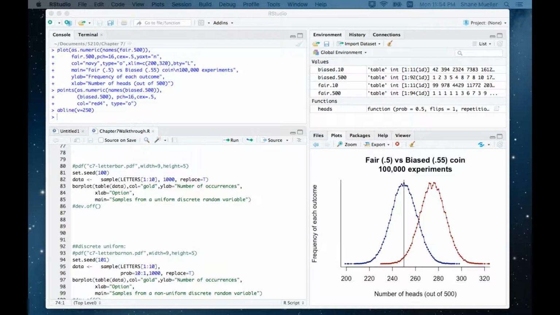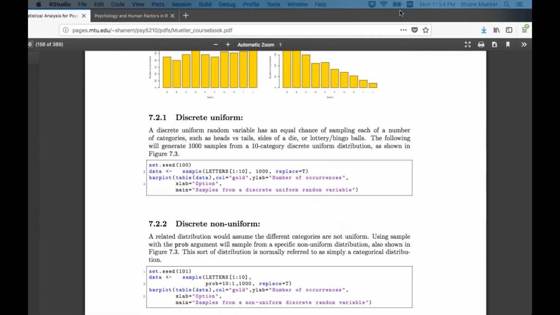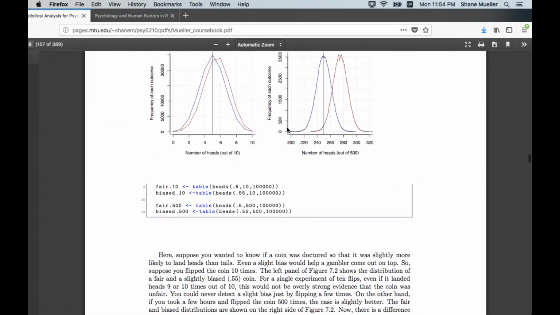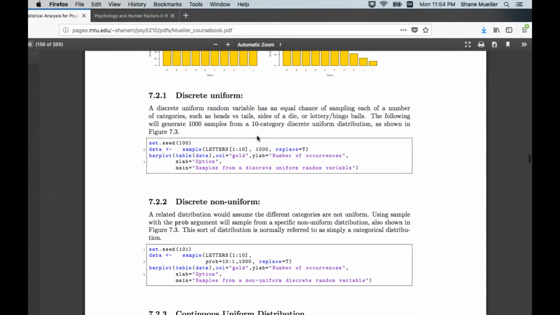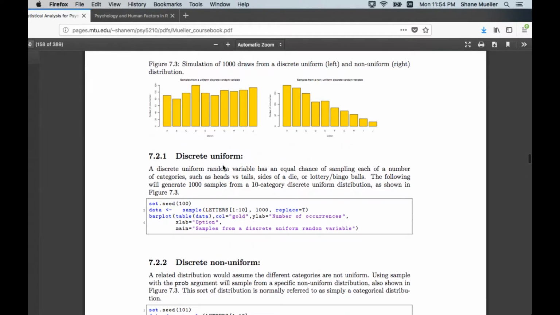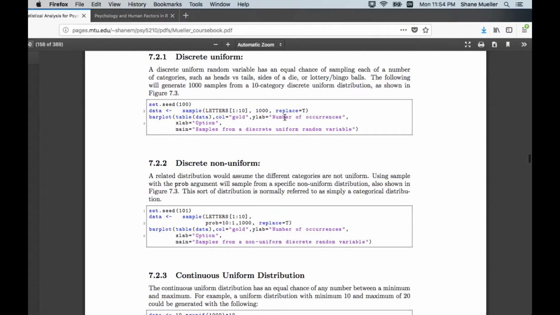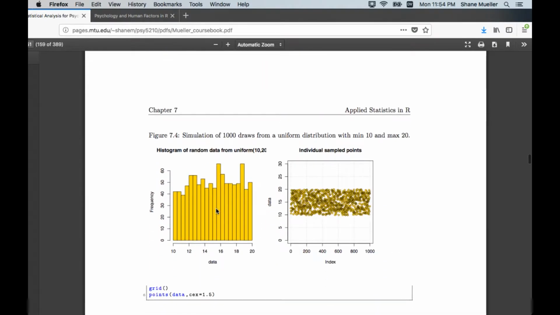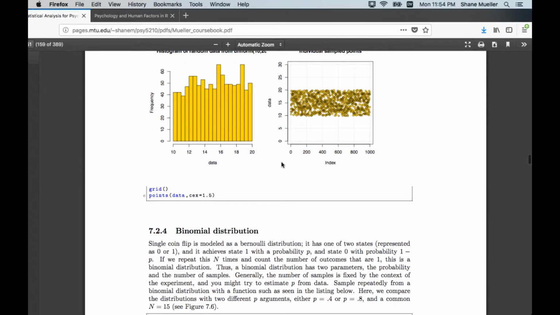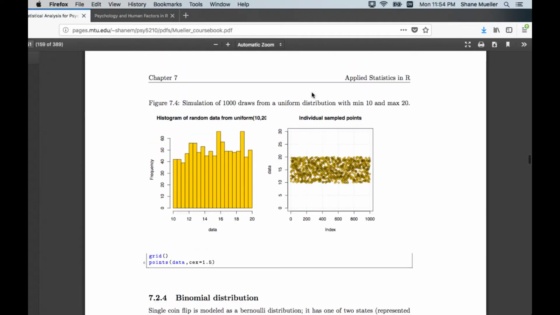Okay, so in the book, I describe a number of possible distributions that you could use and how we can implement them in R. Here's discrete, both uniform and non-uniform. Here's continuous. A continuous random variable could have a min and a max. This is what it looks like in a histogram or in a scatter plot.